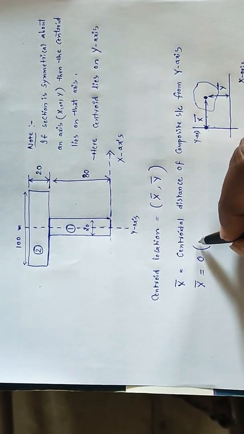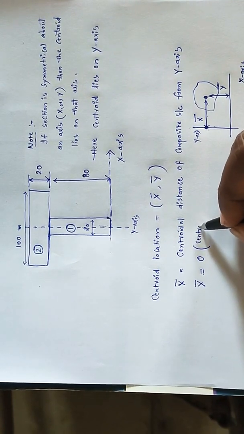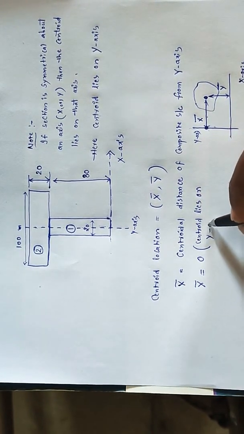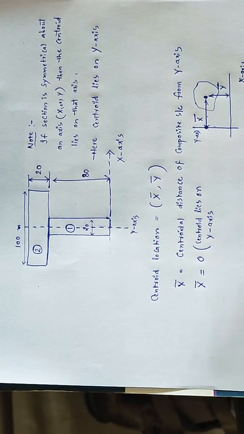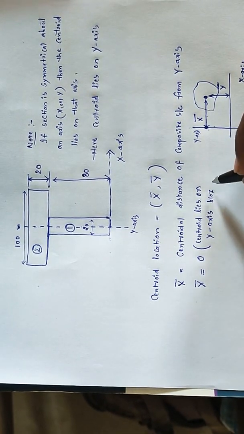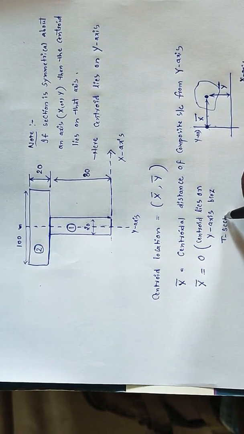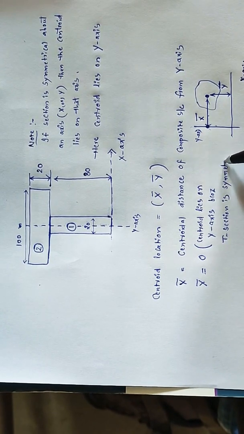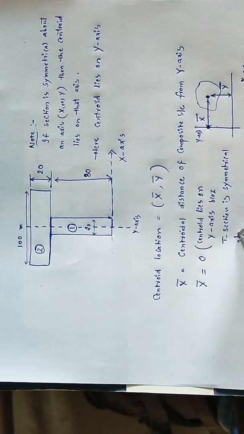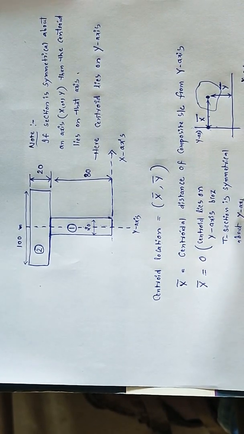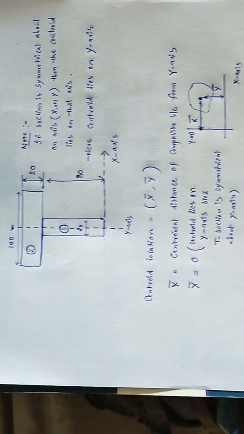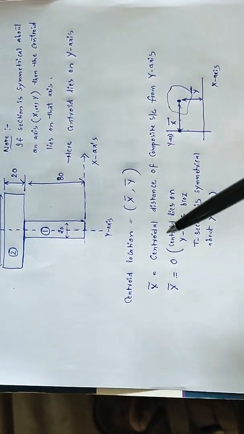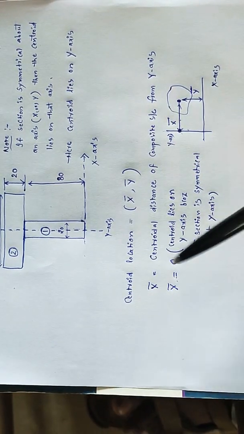X bar is 0 because the centroid lies on the y-axis, because the T section is symmetrical about the y-axis. Since it is symmetrical about the y-axis, the point lies on the y-axis only. That means the measured distance from the y-axis, x bar, will be equal to 0.